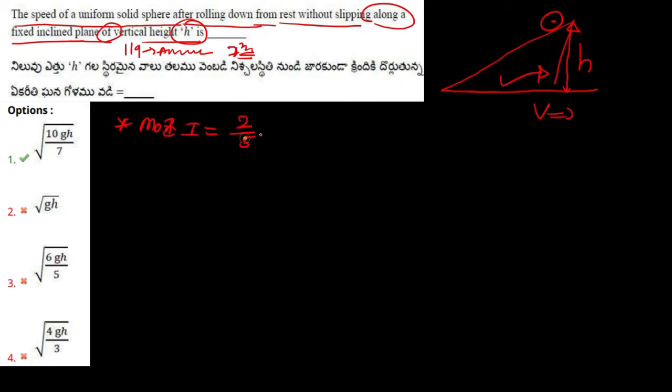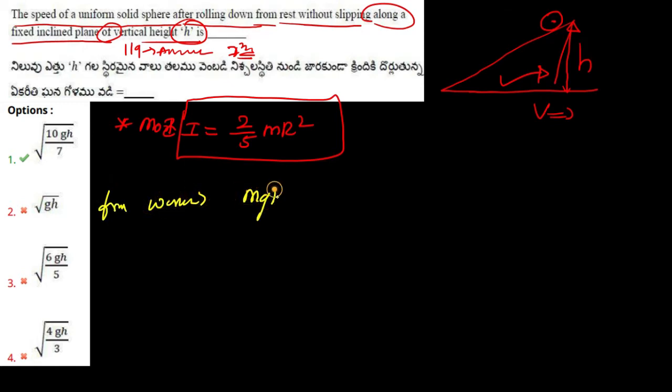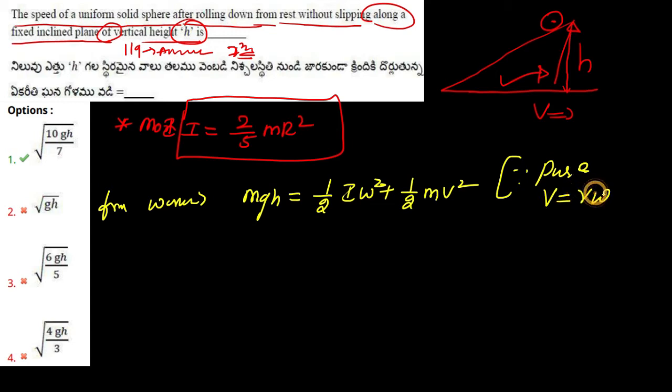2 upon 5 m r square. So this is the moment of inertia for a sphere. Now we know that from the work energy theorem, mgh is equal to half I omega square plus half m v square. Since it is pure rolling, v will be equal to r omega.